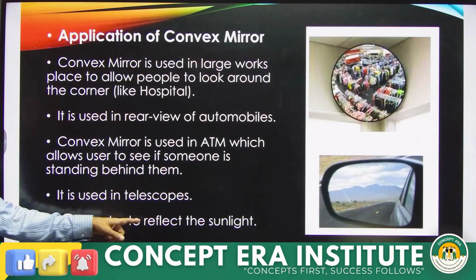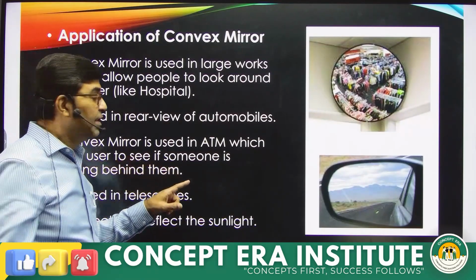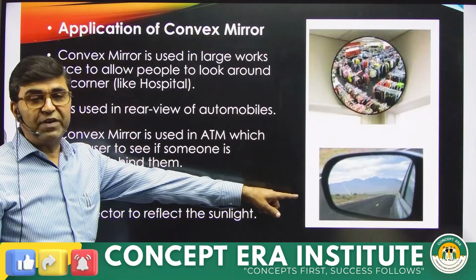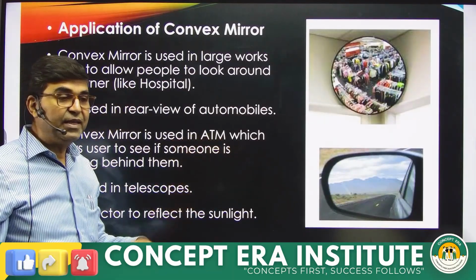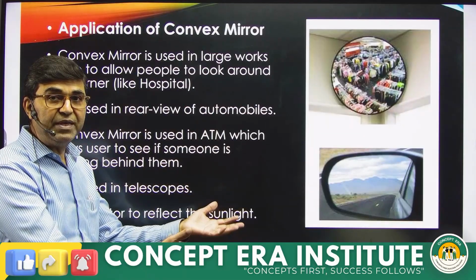As a reflector to reflect the sunlight. In movie making, we use these kinds of reflectors so that the sunlight is scattered and the area to be filmed is illuminated well.